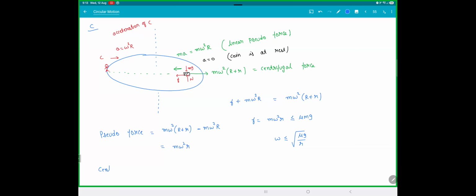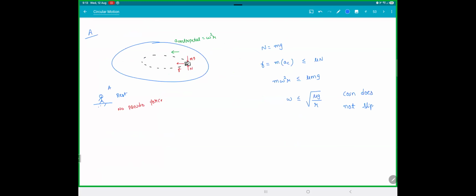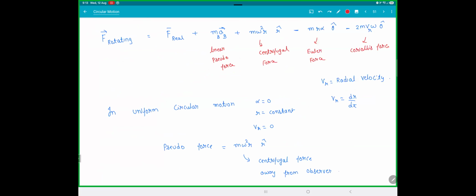What is the centrifugal force? The centrifugal force is m omega square r plus r. Both are not the same. Are you getting the difference here? Now, again, if you go back to this equation, now the observer is accelerating. So linear pseudo force will come, centrifugal force will come. There is no tangential acceleration, there is no radial motion. So these two will be zero. You getting how to add things?